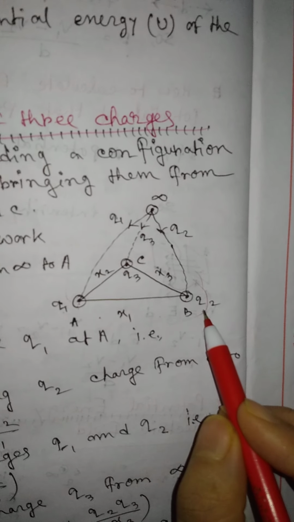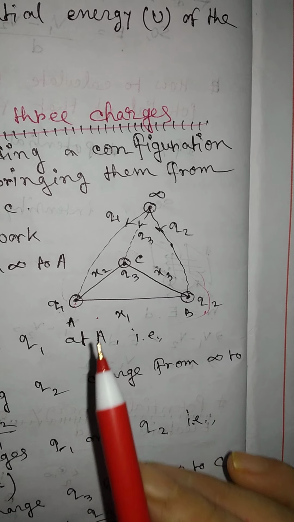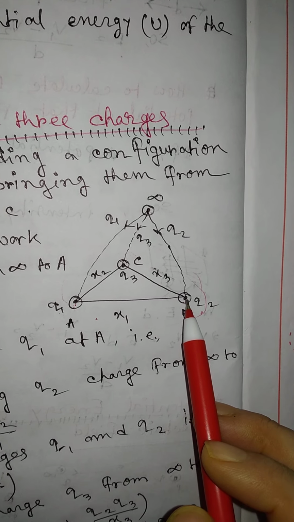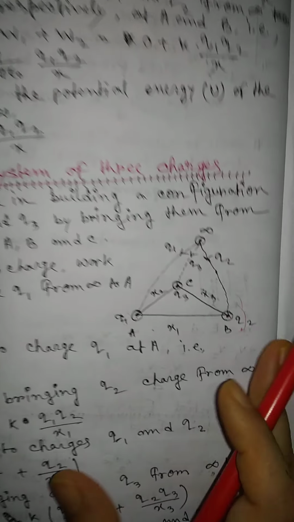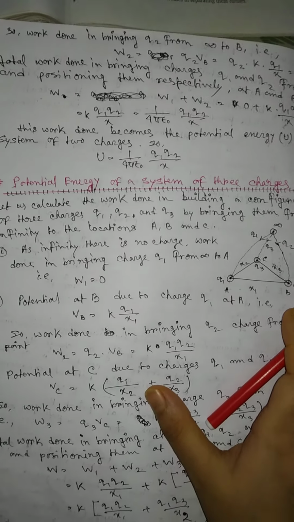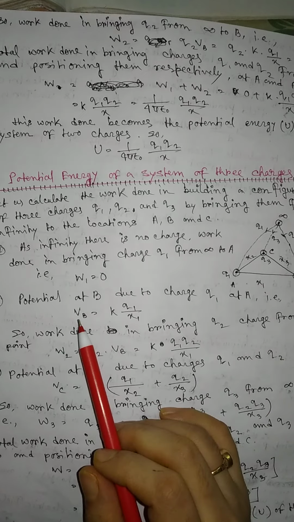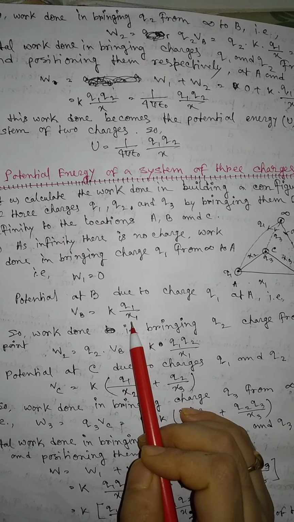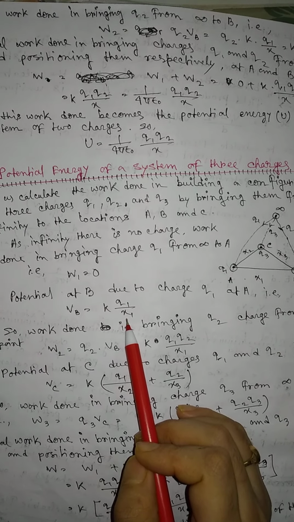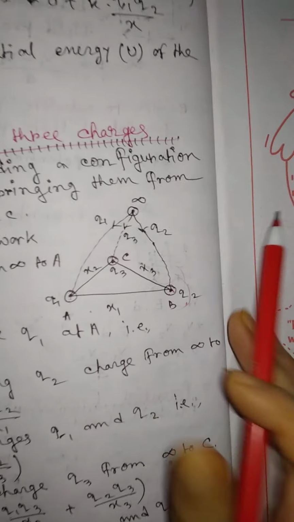Now here I am considering the second charge is q2. So first we have to find potential at point B due to q1 charge. So potential at point B due to q1 charge, VB equals K into source charge by distance, that means x1, right?